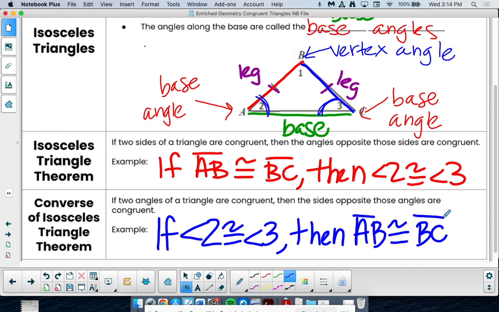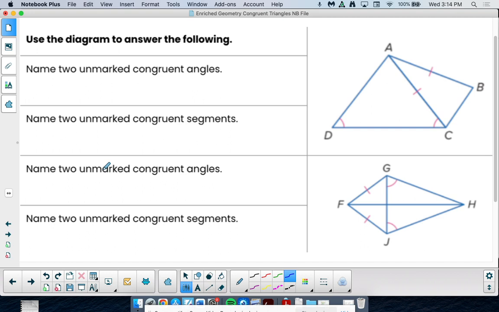So let's practice looking at a diagram and seeing what happens. It says, use the diagram to answer the following. Name 2 unmarked congruent angles. So if I look, what angles would I know are congruent? Well, I'm probably going to be looking for 2 congruent legs. So I see segment markings there, right? What angle is across from this side? Well, that's angle B. So I know that angle B is congruent. And what angle is across from this side? This angle right here. But since there's multiple angles coming from C, we have to use 3 letters. So that'd be angle ACB.